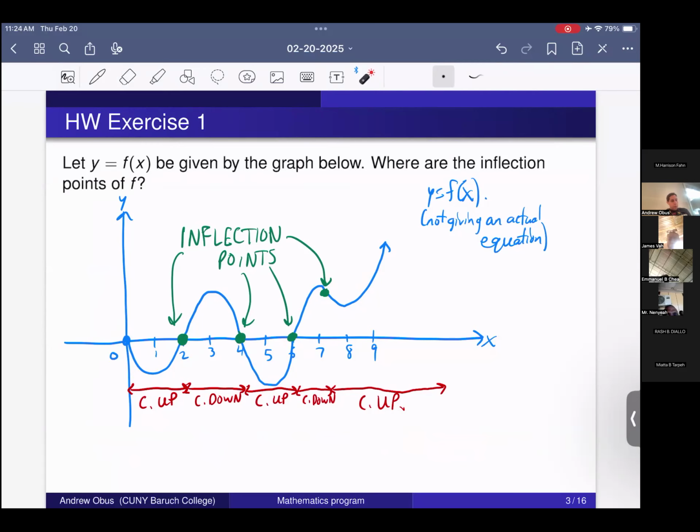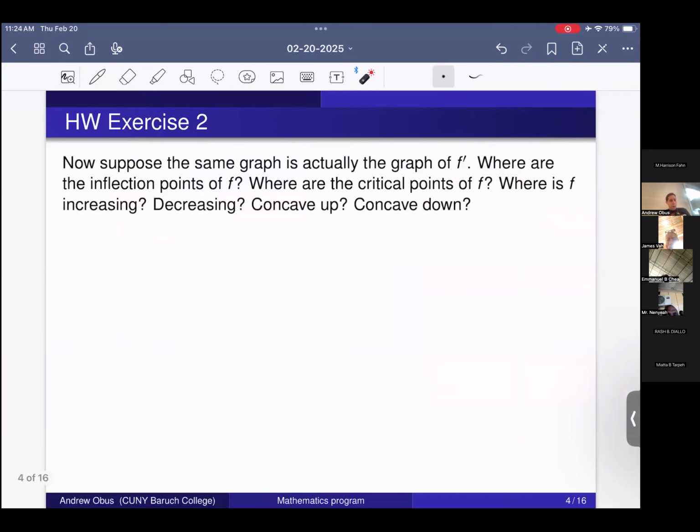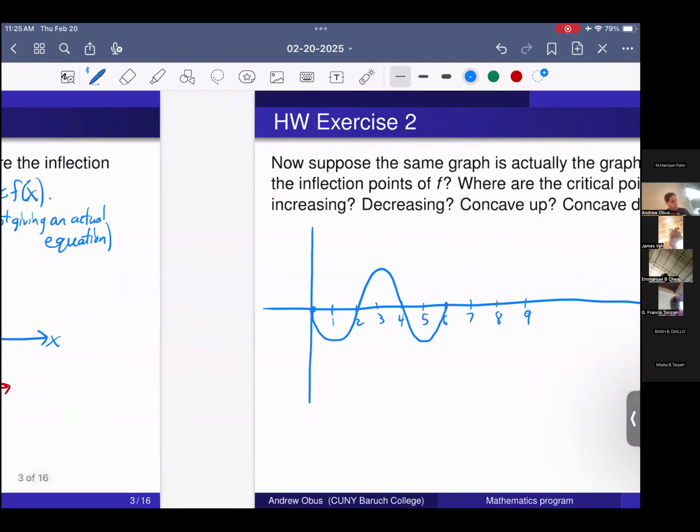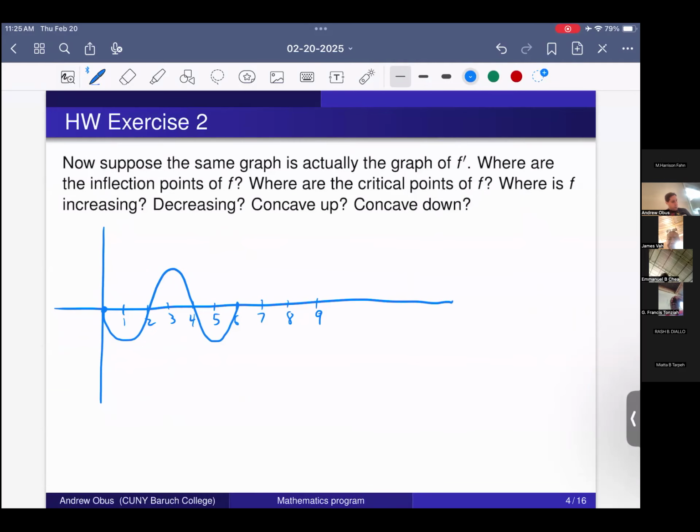Okay, so let's look at exercise 2, which is a little bit harder. So I'm going to draw the same graph again over here. Let me mark 1, 2, 3, 4, 5, 6, 7, 8, 9. And let me just redraw this so it goes down here and then up here and down here. And then at 6 it goes up and a little bit over like that and then up. Okay, so let's say this is our same graph.